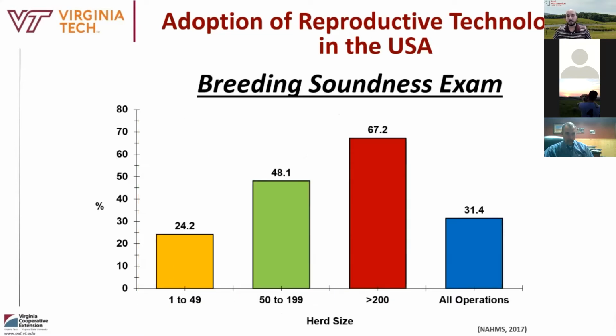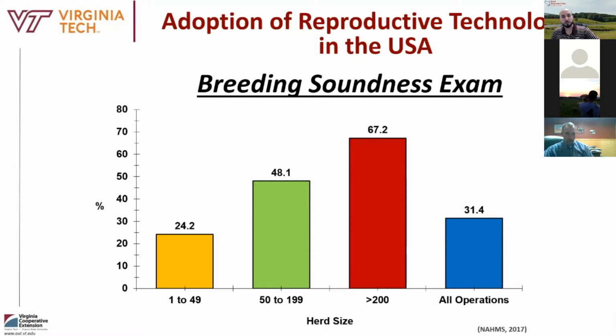Utilization of breeding soundness exam, right? By different herd sizes, right? Overall, only 31% of the operations are doing a breeding soundness exam on their bulls on a regular, yearly basis, right? Very clearly, smaller producers with less than 50 head do not take advantage of this technology versus some of the larger producers, 200 plus head. The vast majority of them are definitely doing a BSE every year. So if you're a veterinarian, recent grad, that's job security perhaps.